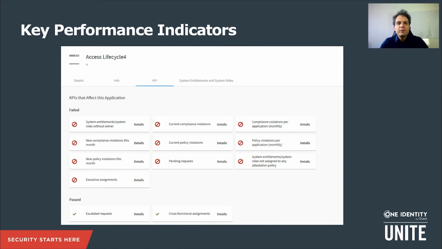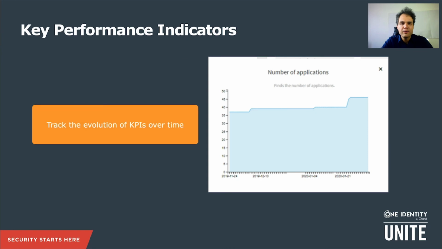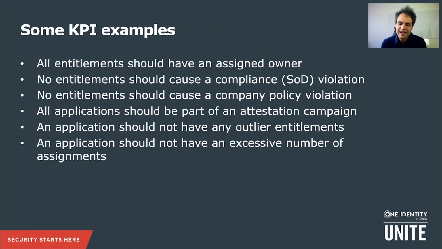Let's now move on to key performance indicators. On the application's overview page, the application owner is presented with a set of KPIs that measure different things about this application. As you can see here immediately, some KPIs do not meet the required threshold. So you can click on them to drill down to find the root cause. The data for all these key performance indicators is recorded in the system, so you can track the evolution over time.